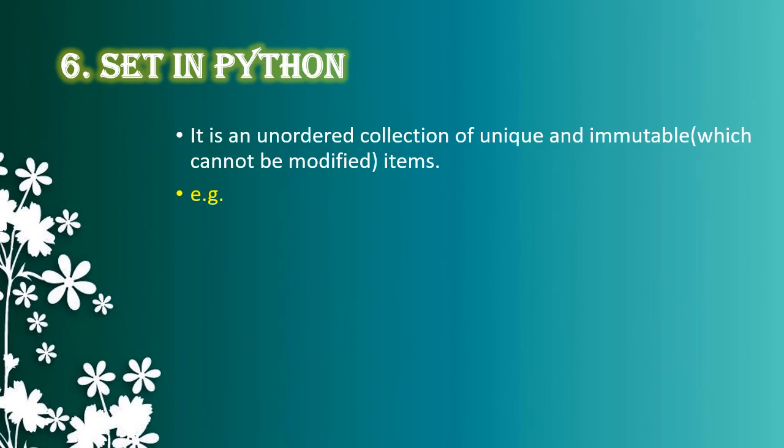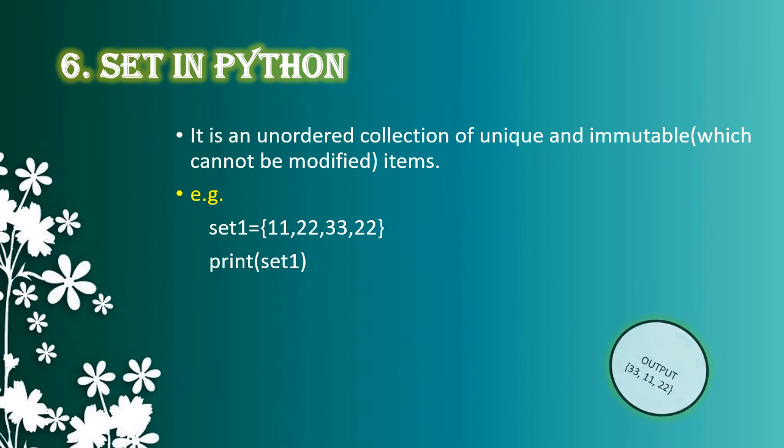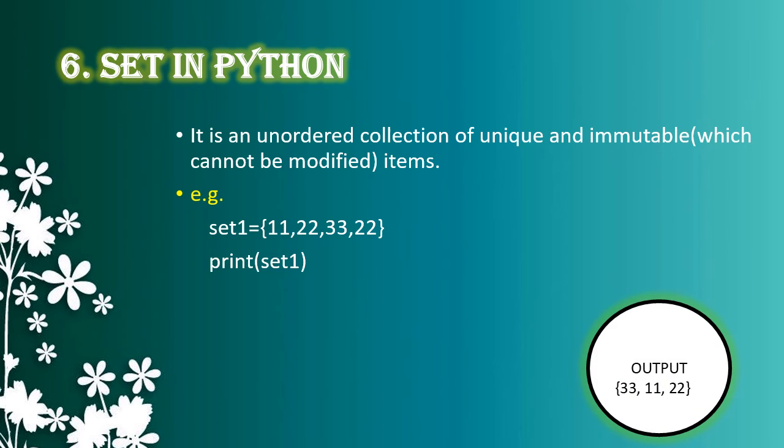And a set in Python is an unordered collection of immutable values, which is enclosed by curly braces. So in any order it will be printed. Set is 11, 22, 33, 22, and when we print, in any order it will be printed, with unique items, so repeated items are removed.